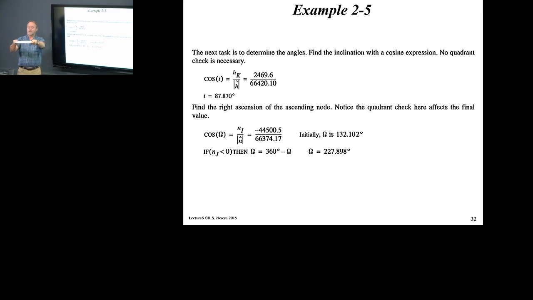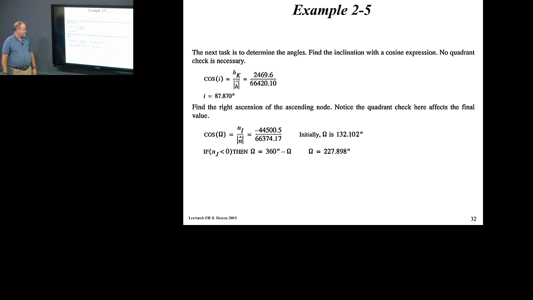But at the same time, when you start tilting the orbit with respect to the equator, that tilts the orbit plane with respect to the z-axis or the pole. And so that's why we can compute this angle. There is no ambiguity here for the quadrant, so you don't have to do a quadrant check. It's just 87.87 degrees. Then you compute the right ascension of the ascending node.